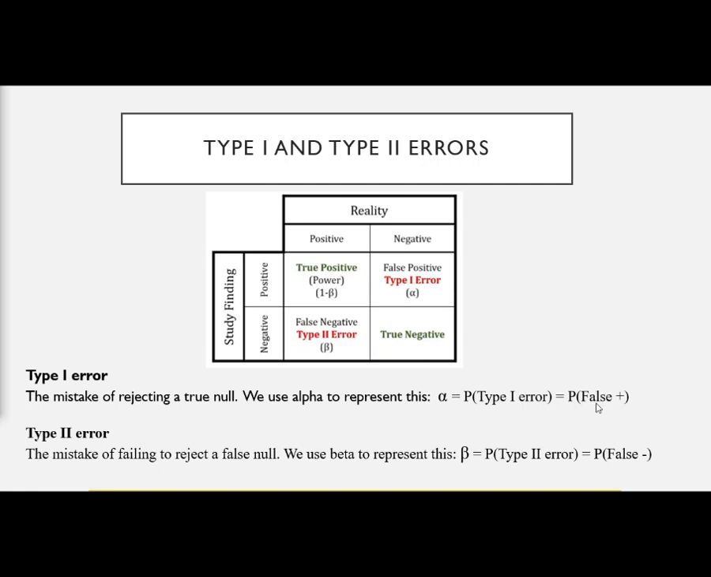A type 2 error is the mistake of failing to reject a false null. We use beta to represent this. So beta is equal to the probability of making a type 2 error, which is equal to the probability of a false negative. All right, so we have alpha, we have beta, and then we have this thing called power, which is 1 minus beta. And then we have true negatives.